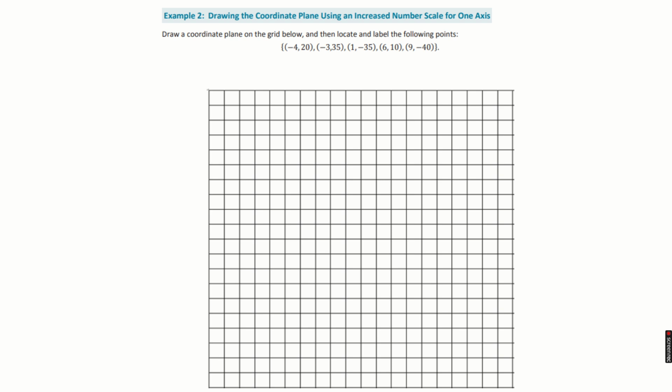The second example says drawing the coordinate plane using an increased number scale for one axis. So draw a coordinate plane on the grid below and then locate and label the following points. So I have those points there. You'll notice that for the x-axis, each one represents 1, because if we look at the top numbers, I have a -4, a -3, a 1, a 6, and a 9. I don't have anything above 10, so I can still use 1s for those. But if you look at the second set of numbers, in that coordinate point, remember it's x, y. So the second one, the y's, I have a 20, a 35, a -35, a 10, and a -40. So the smallest number that I'm going to need is to get to a -40, and the biggest number that I'm going to need to get to is a 35.